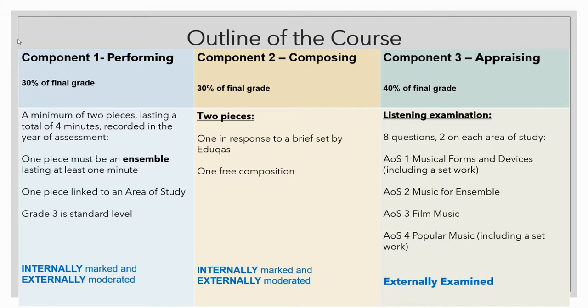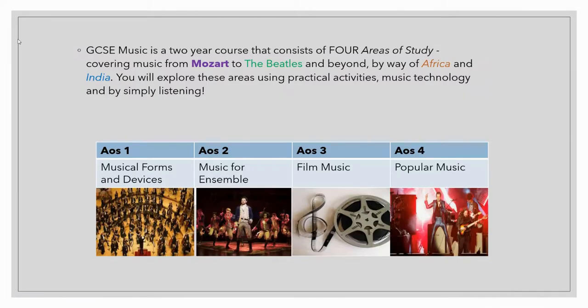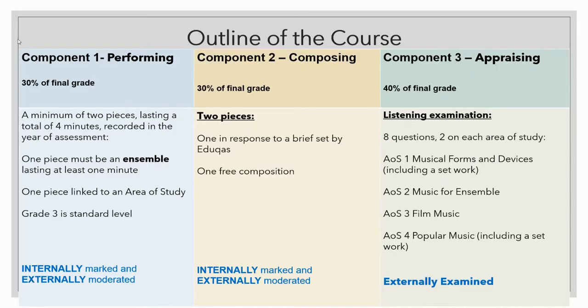Finally, component 3, appraising. And this makes up 40% of your final grade. And it's a listening exam, and it lasts for 1 hour, 15 minutes. It's made up of 8 questions and 2 on each area of study. So in other words, there's 2 questions on AOS 1, 2 on AOS 2, 2 on AOS 3, and 2 on AOS 4. 6 out of the 8 questions is classed as unfamiliar listening.